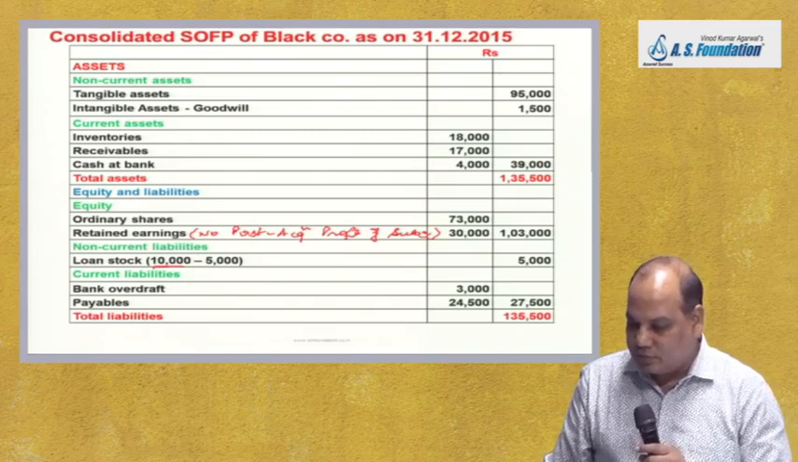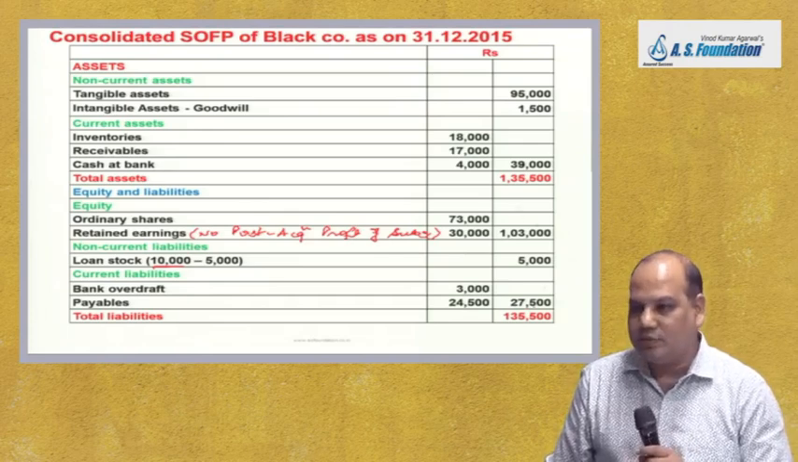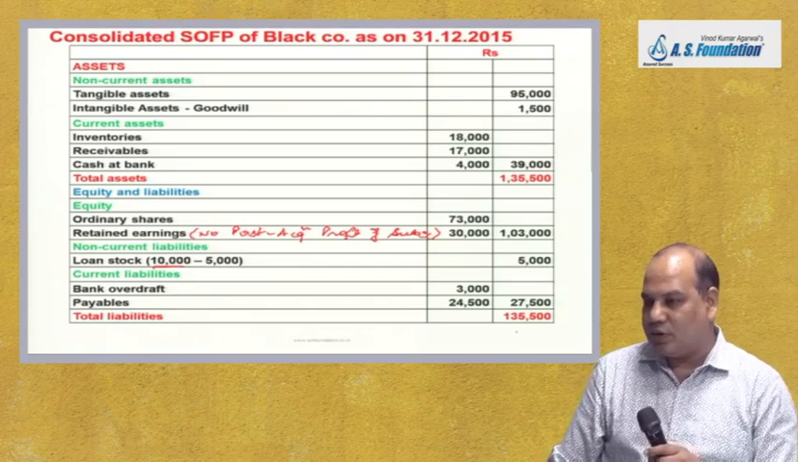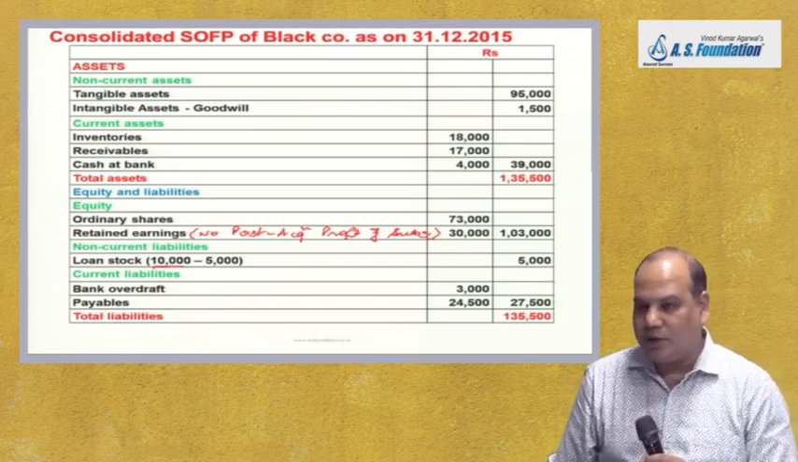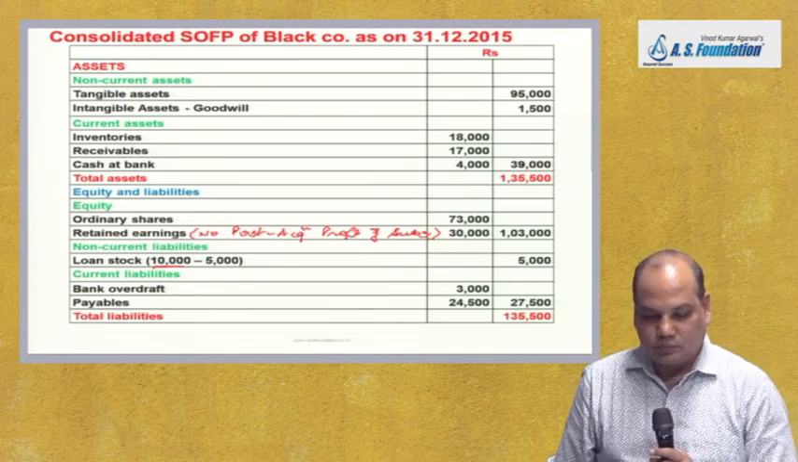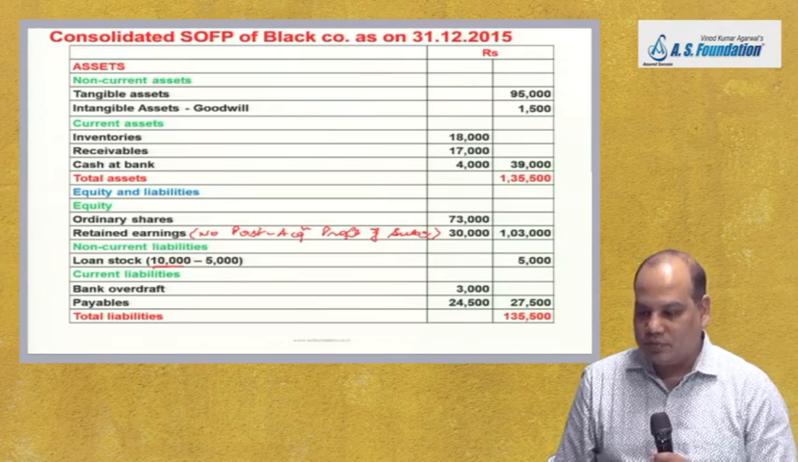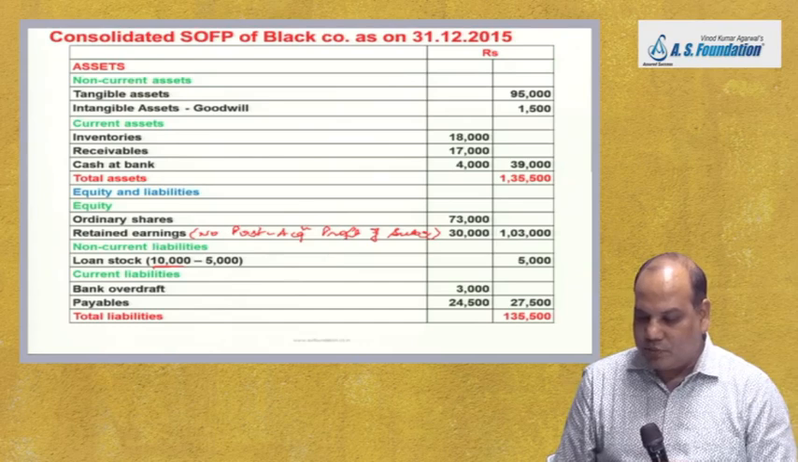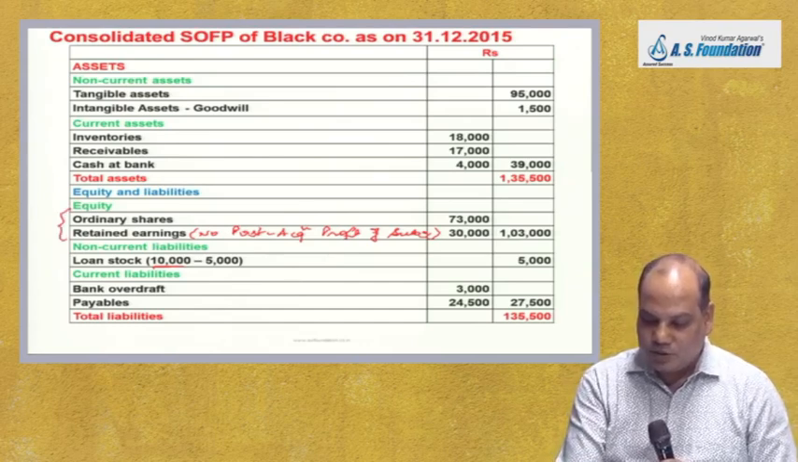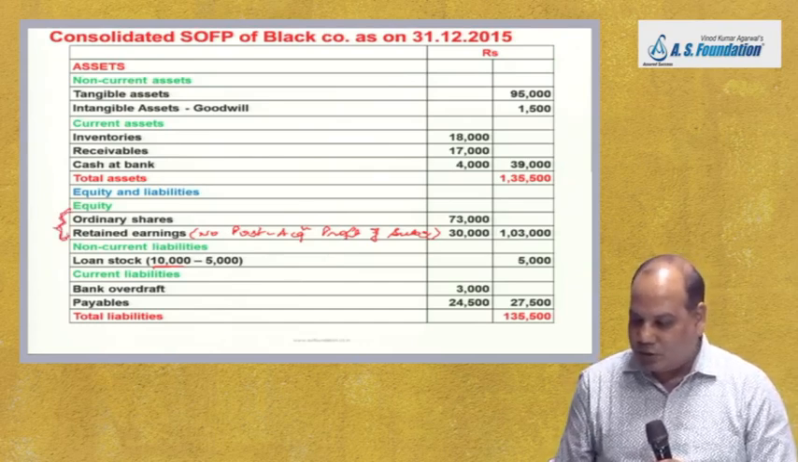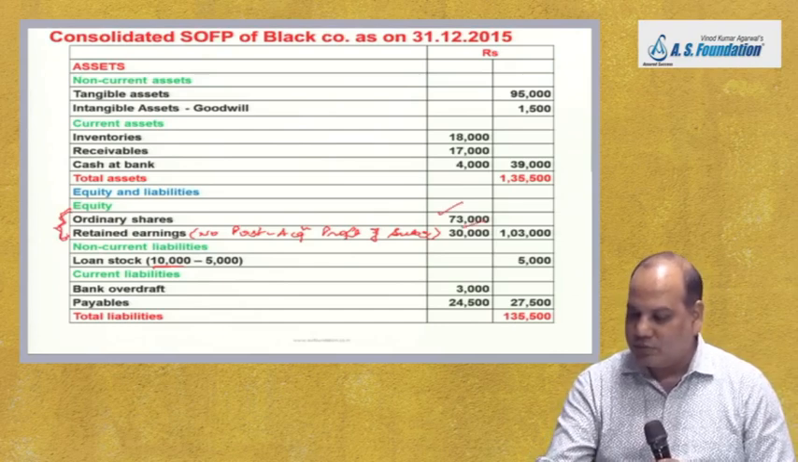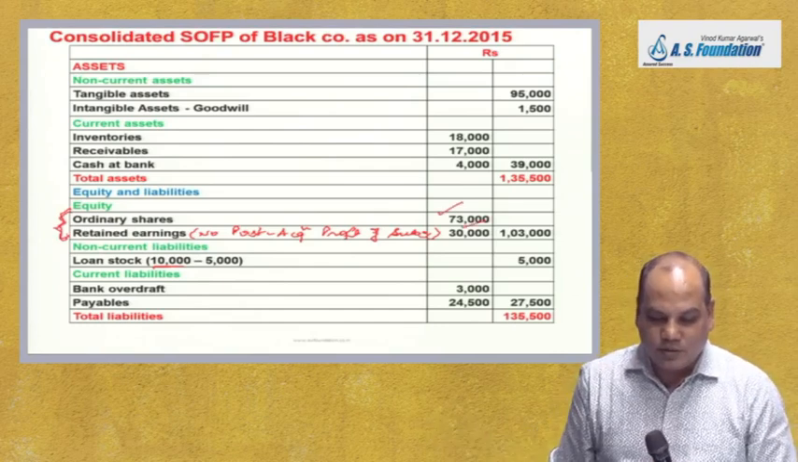Total in the outer column 27,500. Now you take the total of equity and liability side. Does it come to 1,35,500? 135,500 is right. Say yes. Yes. Done. For the sake of simplicity, we have not prepared SOCIE. Because there is no adjustment, you have to write the same thing again. Again, copy the same thing here.